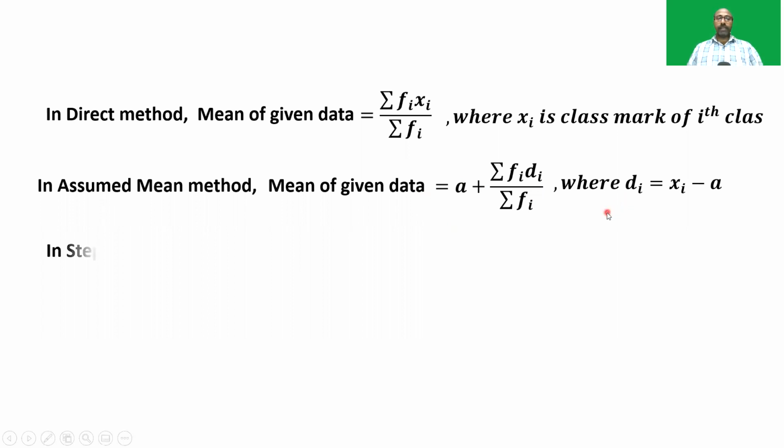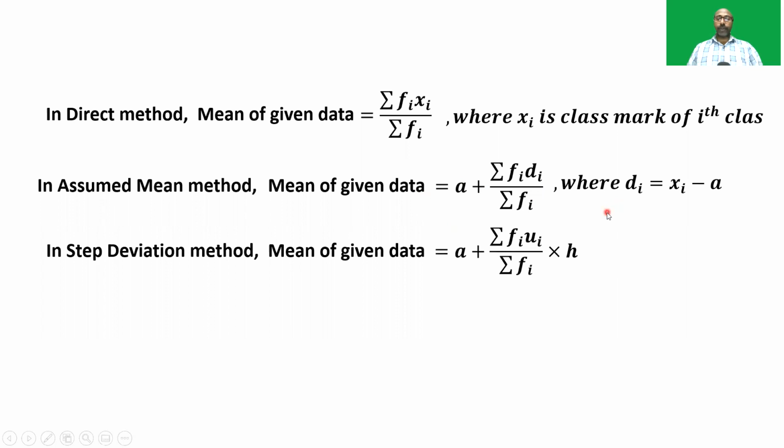And also in the step deviation method, the mean of given data is equal to a plus sigma fi ui by sigma fi into h, where h is the class interval of the given data and ui is equal to xi minus a by h.